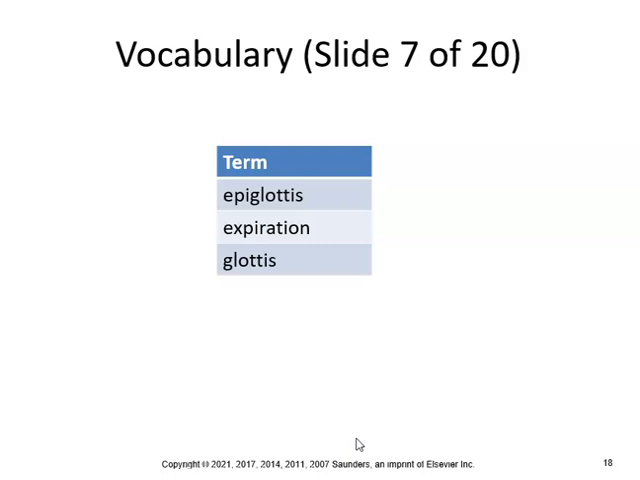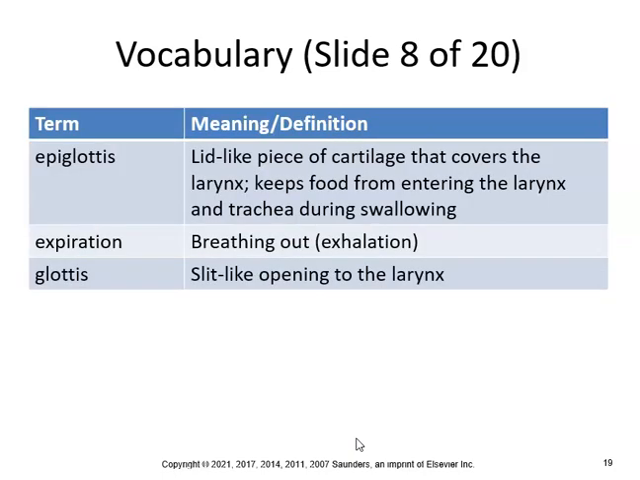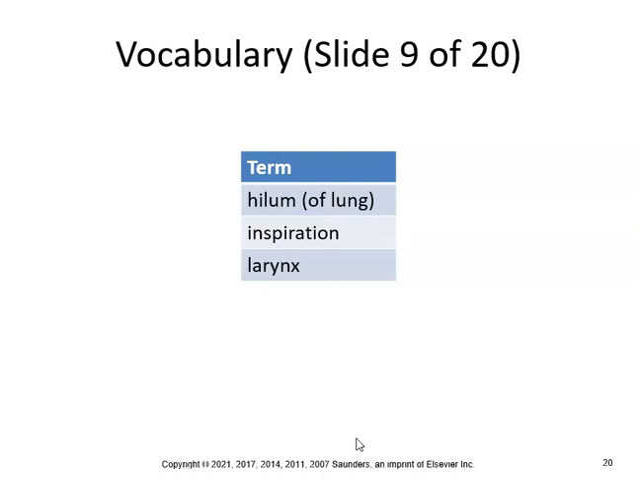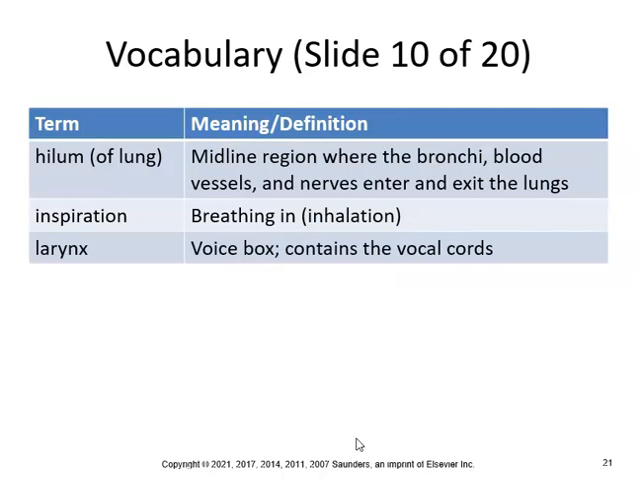Epiglottis, expiration, the glottis. So the epiglottis is a lid-like piece of cartilage that covers the larynx, keeps food from entering the larynx and trachea during swallowing. Expiration, breathing out, exhalation. And the glottis is a slit-like opening. So the glottis is an opening, but the epiglottis is the actual lid. Okay, hilum of the lung, inspiration, and larynx. Hilum of the lung is the midline region where the bronchi, blood vessels, and nerves enter and exit. Inspiration is breathing in, inhalation. And the larynx is the voice box, contains the vocal cords.